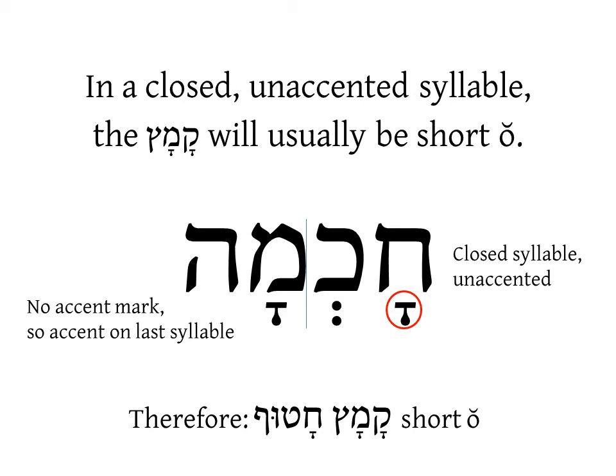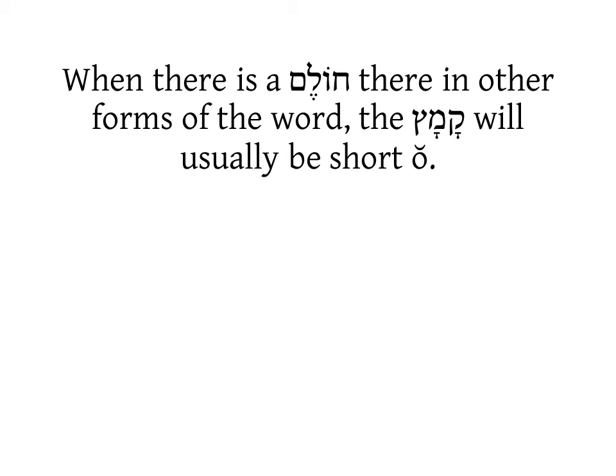This is the word for wisdom, and is one of the most common words with qamats hatuf in it, chokhmah. If you can remember, the word chokhmah has an unaccented closed syllable up front. It might help you remember this rule. There's one more rule of thumb, which is really a subset of this closed unaccented syllable rule. When some forms of the word have a cholam, and other forms of the word have some sort of qamats in the same place, the qamats will usually be qamats hatuf, short o.